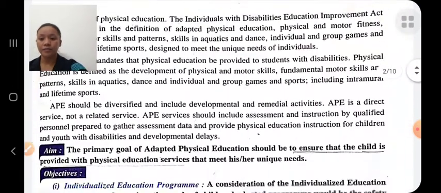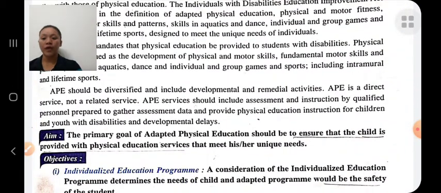The main aim of adaptive physical education is to ensure that the child is provided with physical education services that meet his or her unique needs. The aim is to see that each and every student is provided with a physical education program so that it meets his or her unique needs.